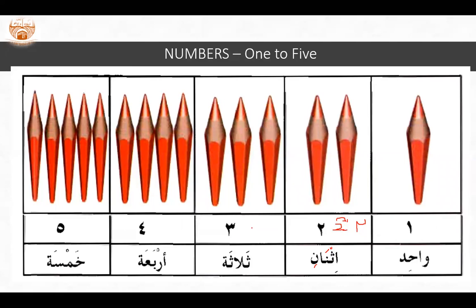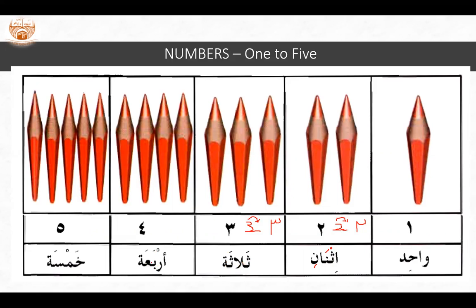Then we have the number 3. Again, we have the number 3 written like this. Let's put a little extension on it, and then turn it like what we did. What does it become? Like this. Right, the 3 and then downwards. So we have 1, 2, and 3. So everyone, wahid, 1, ithnan, 2, and the word for 3 is thalatha. So everybody, thalatha. Again, wahid, ithnan, thalatha.